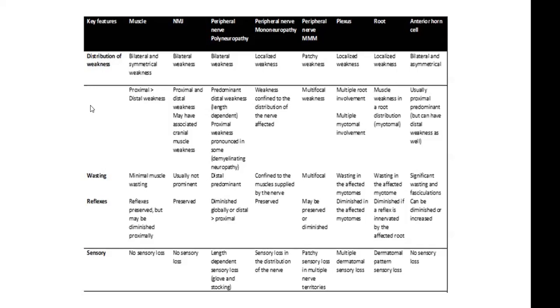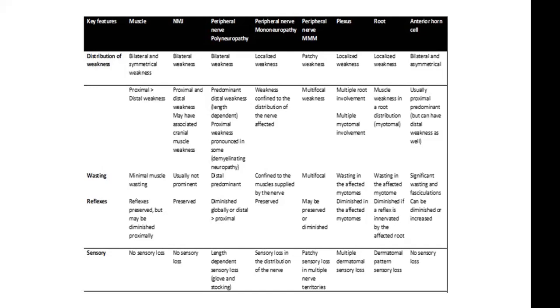Then let me go one step back. You have examined the lower limbs. First thing is you put it in your package. The package that we are talking about here is the lower motor neuron package. Then, when you say this is a lower motor neuron package, you need to next figure out whether it is a muscle lesion, neuromuscular junction lesion, peripheral nerve lesion, plexus lesion, root lesion, or anterior horn cell lesion.